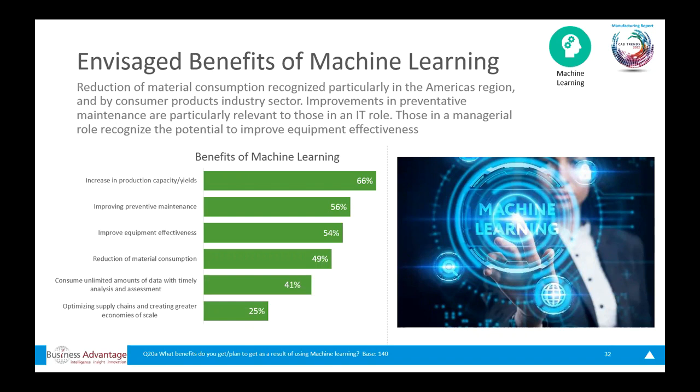Optimizing supply chains has become increasingly important in the last couple of years due to recent events, and about a quarter of respondents see machine learning helping in this area.